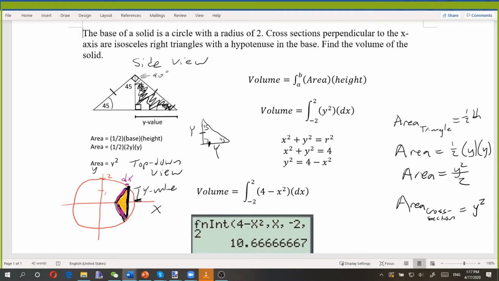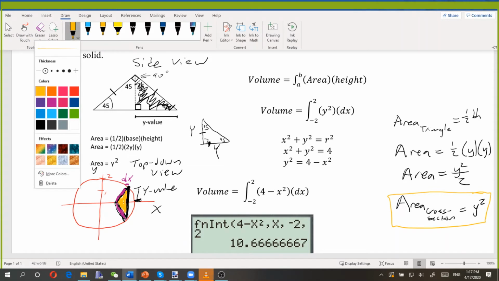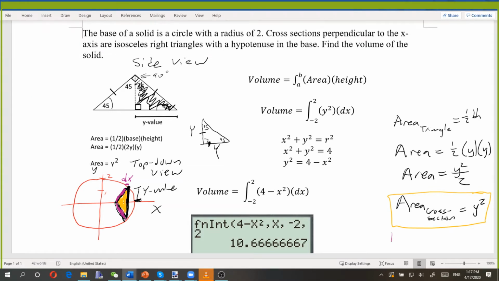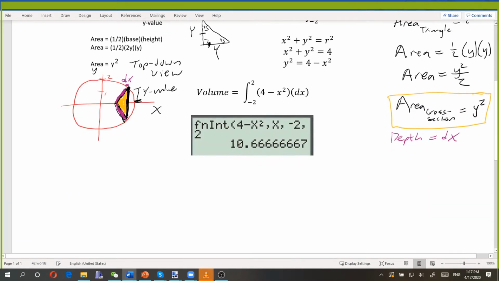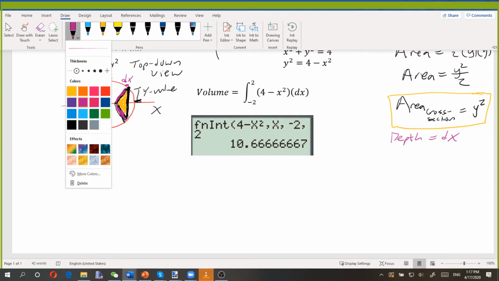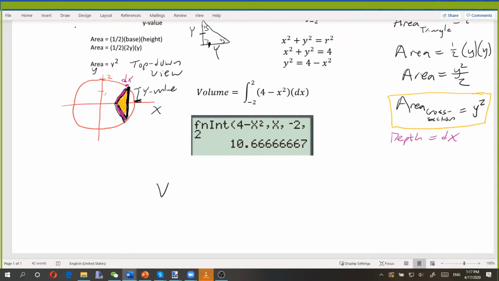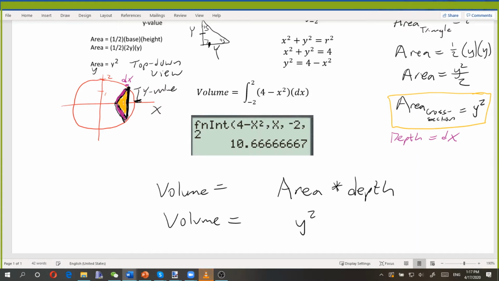Well, since our area is y squared, and our depth is dx, my volume then would be my area times depth, or y squared times dx.